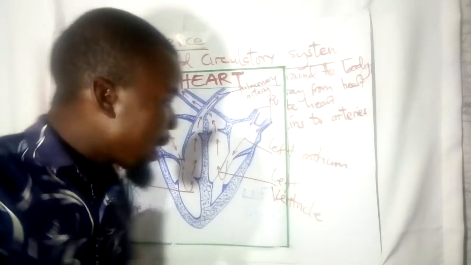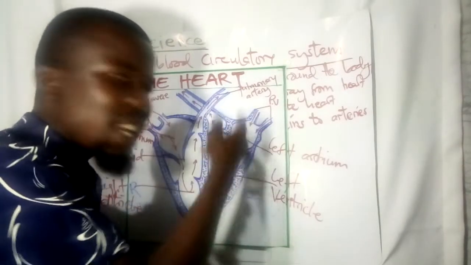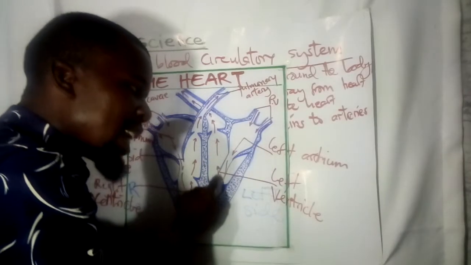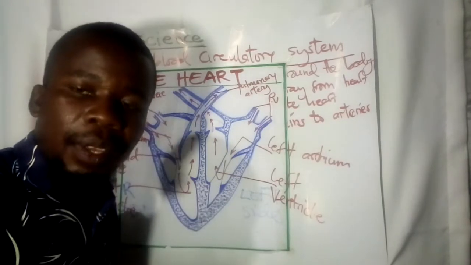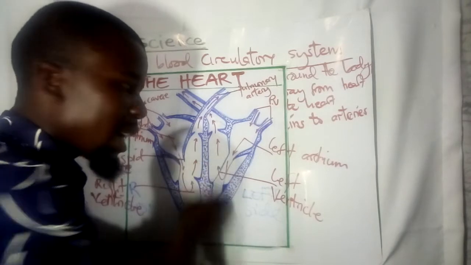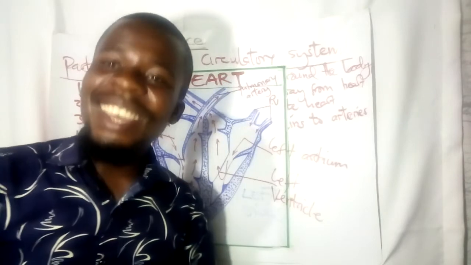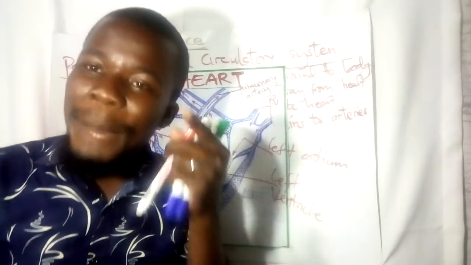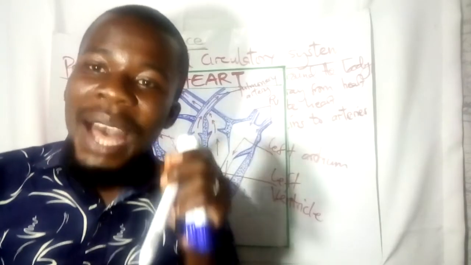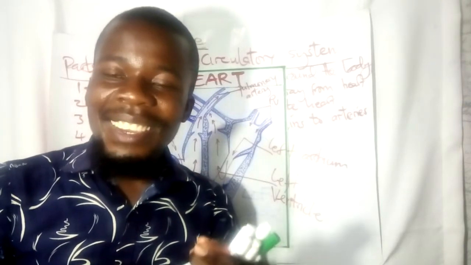All right? Now, after the blood reaches the first chamber, which is the left atrium, it will go into the left ventricle. And that blood will pass through this valve. And what is the name of this valve? You remember? If you said bicuspid valve, then you're right. It's called bicuspid valve.